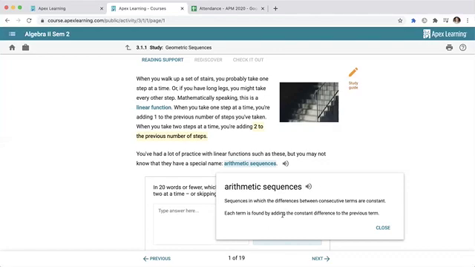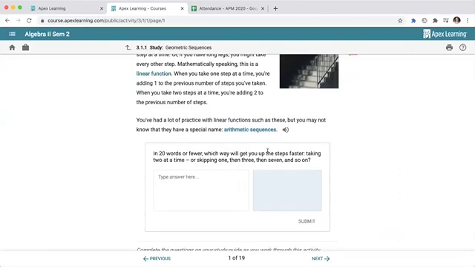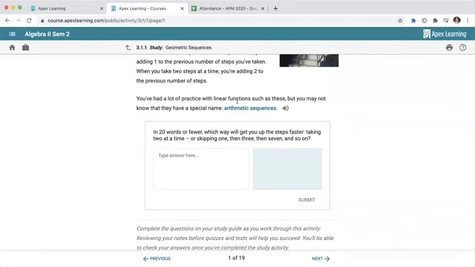And each term can be found by adding the constant difference to the previous term. If you're on step 4, you take 2 more steps, you're on step 6. So again, adding consistently. And then this question says, which way could you get up faster, taking 2 steps at a time or skipping 1, then 3, then 7, and so on?